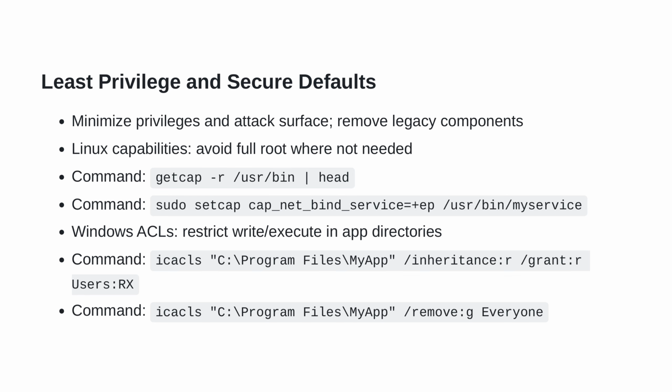On Windows, lock down application directories so users can run apps but not tamper with them. Remove inherited ACLs and grant read/execute only to standard users. icacls "c:\program files\myapp" /inheritance:r /grant:r Users:(RX). Then strip overly broad entries. icacls "c:\program files\myapp" /remove:g Everyone. The outcome: fewer privileges, fewer write paths, and a smaller attack surface by default.